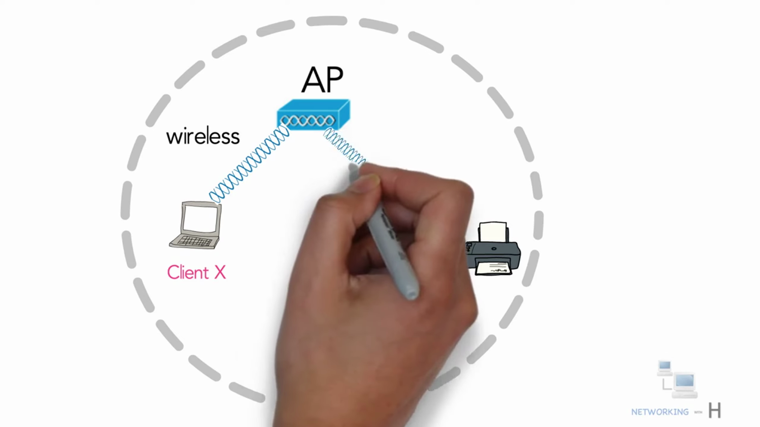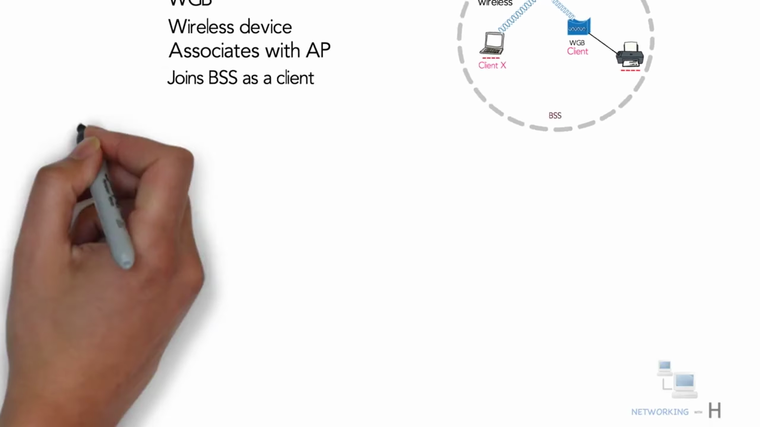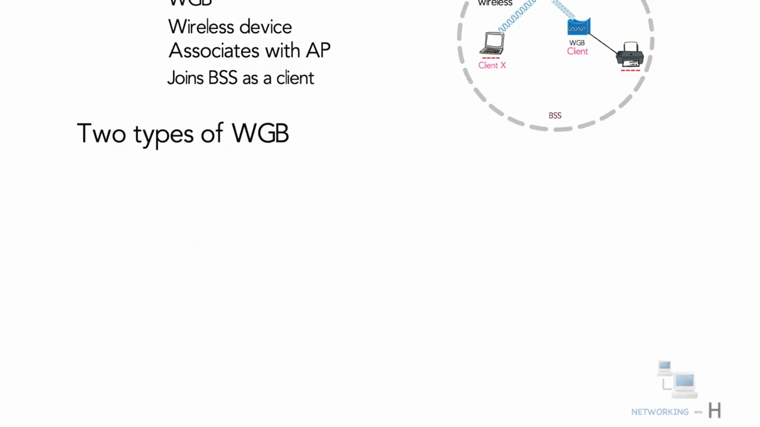Here, WGB connects as a client of a BSS, or you can say that WGB acts as an external wireless network adapter for a device that has none. The laptop over there acts as a regular wireless client, while this network printer is associated with an access point through a WGB. There are two types of workgroup bridges.